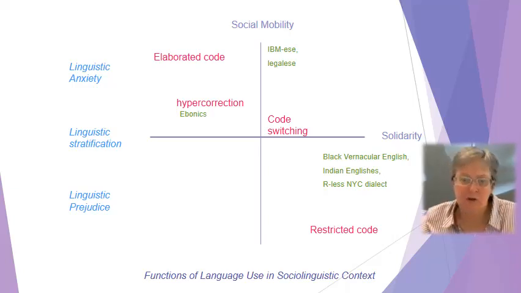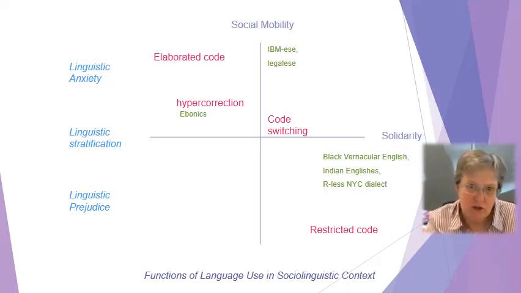Now, isn't that interesting? So the restricted code is used at home in a solidary way, but you need that elaborated code to have that social mobility. So this is how these things play out. If you look on the left side of the slide, you see these three main terms then.